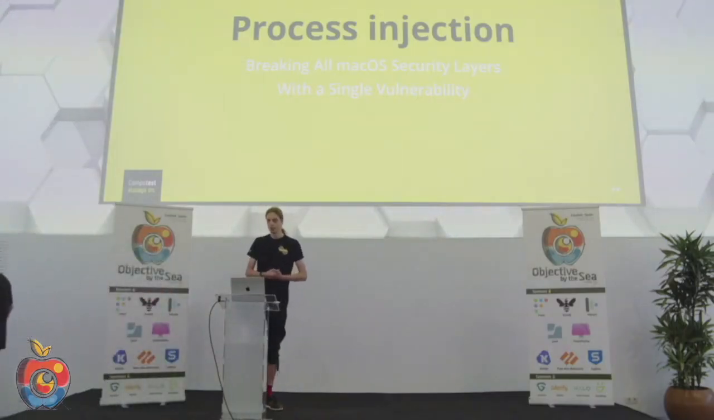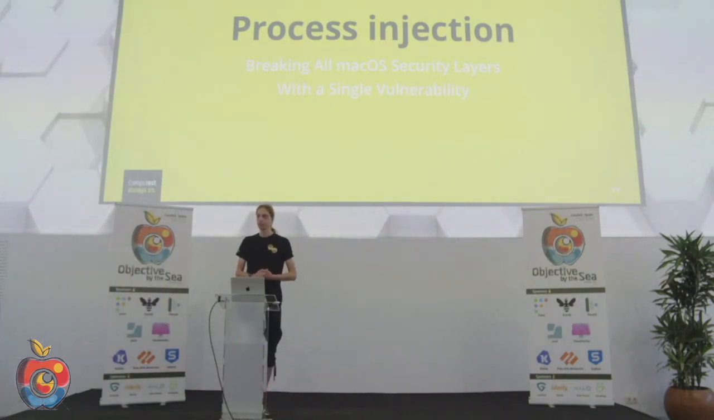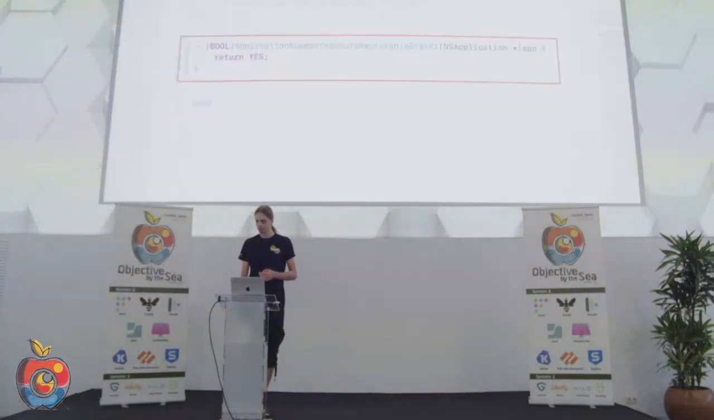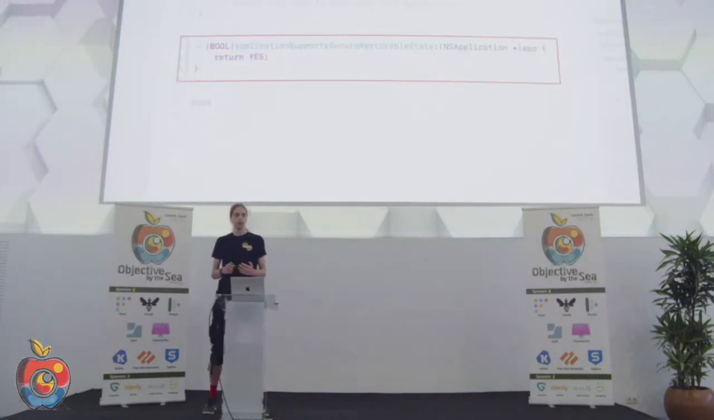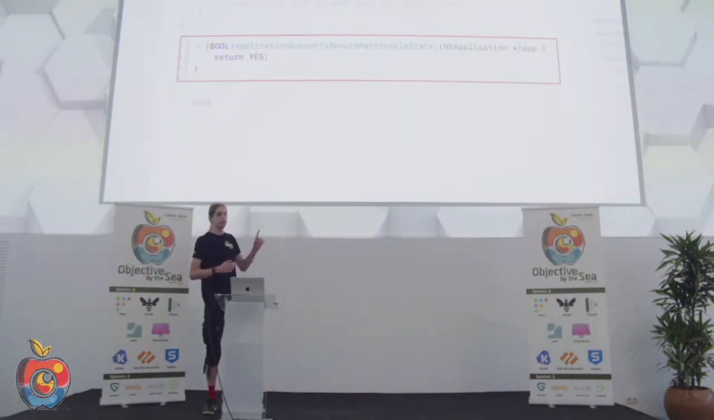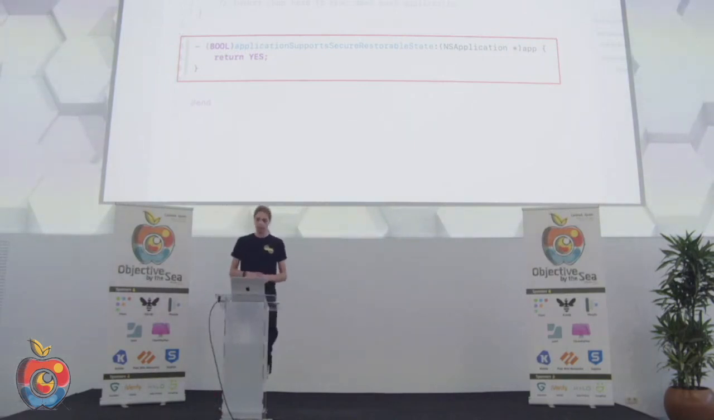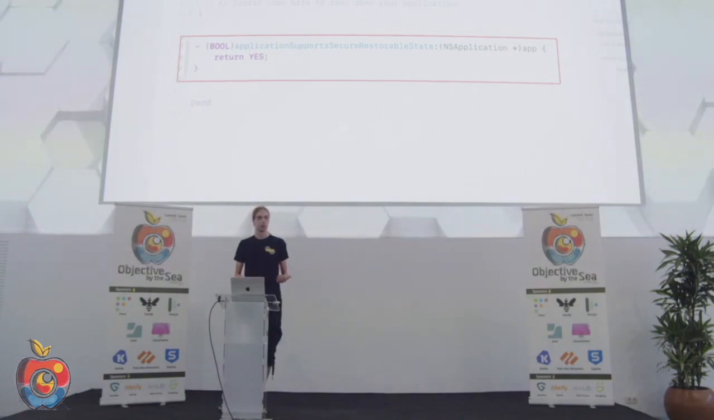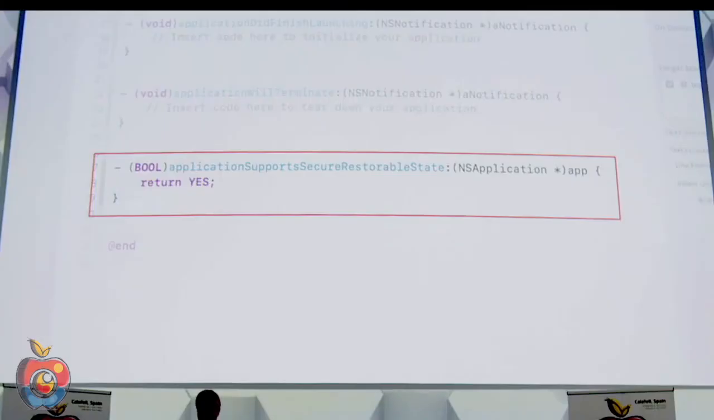Welcome to process injection, breaking all macOS security layers with a single vulnerability. If you have started Xcode since updating to version 14, then you may have seen this new function in the template: applicationSupportsSecureRestorableState, which by default returns true. Now in this talk, I'm going to talk about the vulnerability that necessitated this change, what this actually means, and how this vulnerability could be applied in different ways.